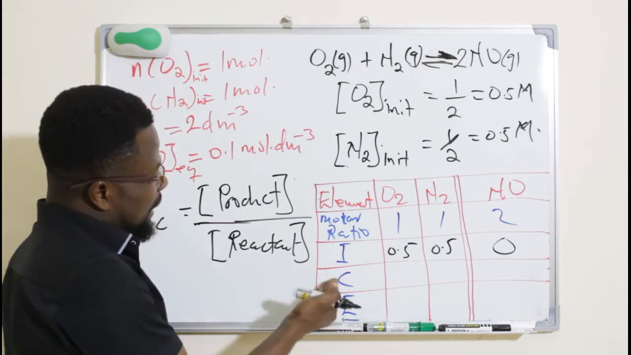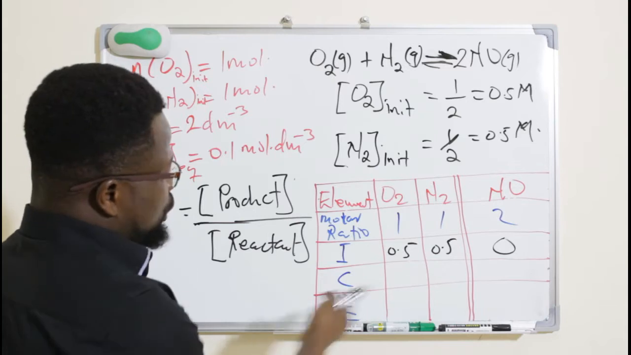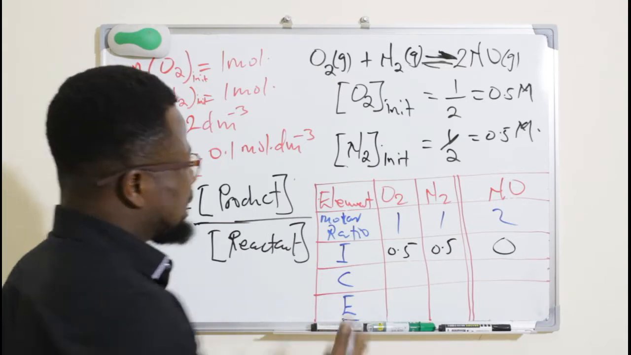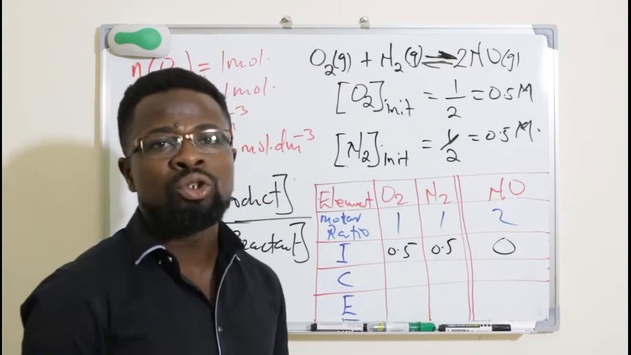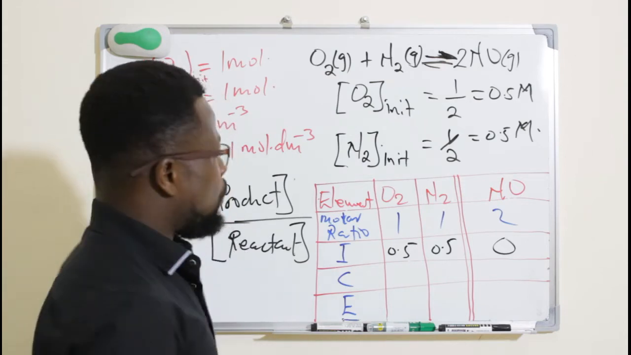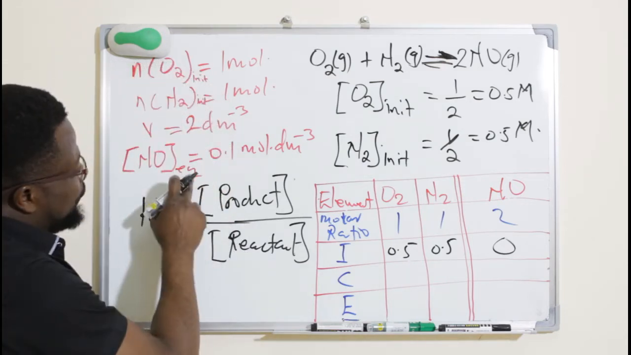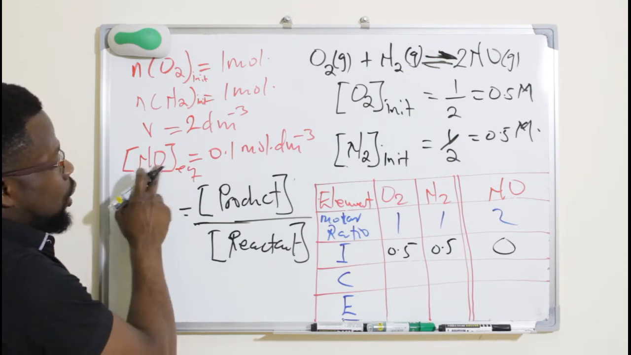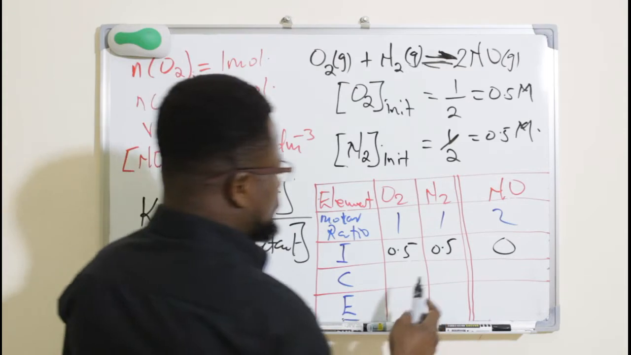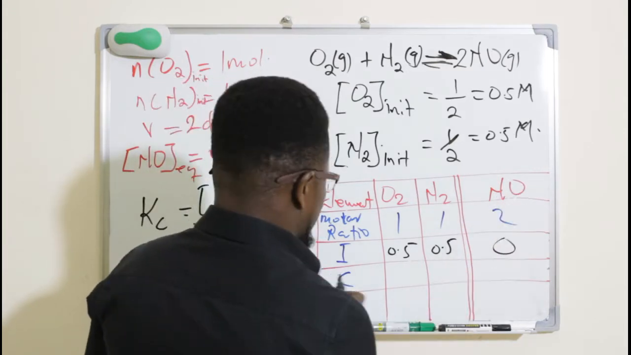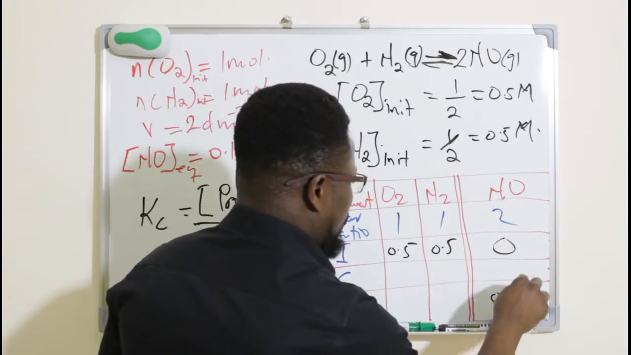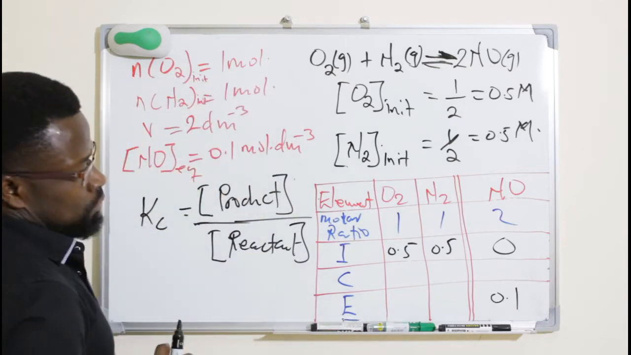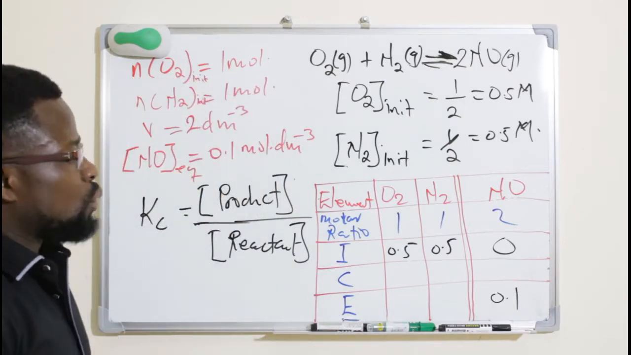Now, let's find the change and the equilibrium and complete the table. Once I'm given this information, I should be able to complete the table. What was I given again? I was given the equilibrium concentration for the NO, and that is 0.1. So for NO, the equilibrium concentration is 0.1. Okay, so I've written the 0.1.